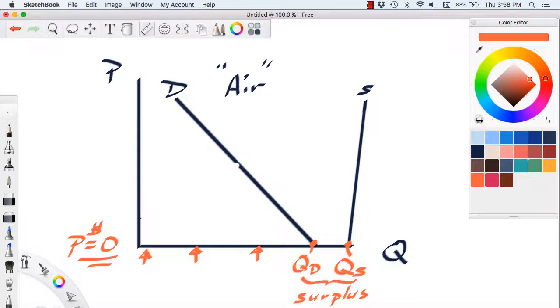And because they don't intersect, you have a surplus. You have really a surplus of air at a price of 0. Very interesting question. So is everything scarce? Well, we can think of things like oxygen, the oxygen in this room, that is not scarce. Most things, however, in the world are scarce. And because they're scarce, you're going to have to pay for them.